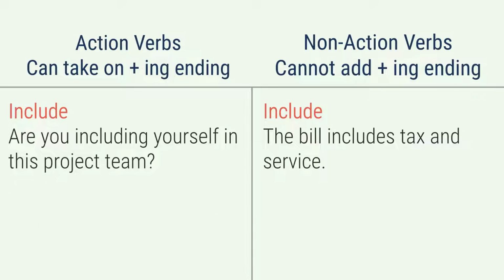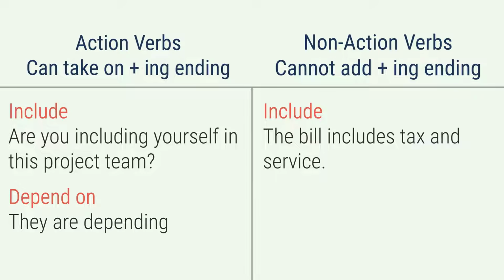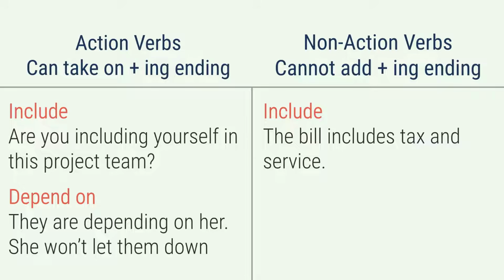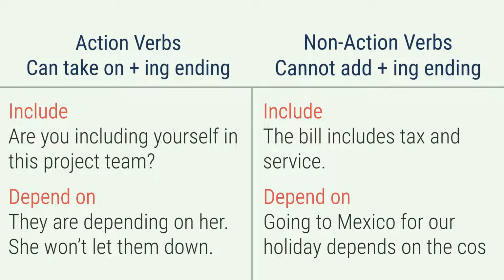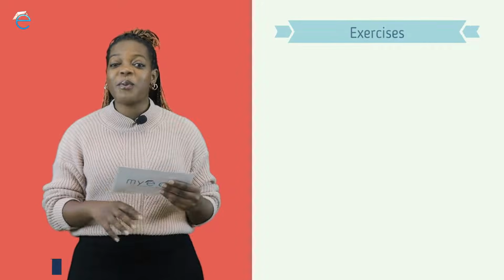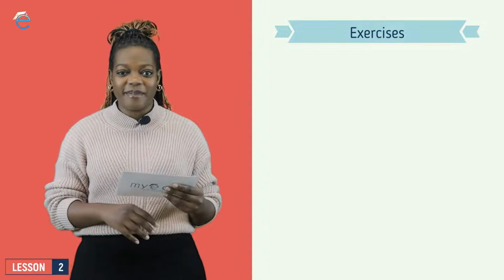And depend on. They are depending on her. She won't let them down. And non-action. Going to Mexico for our holiday depends on the cost. And that is everything about action and non-action verbs. Now, let's do an activity together to make sure we all understand.